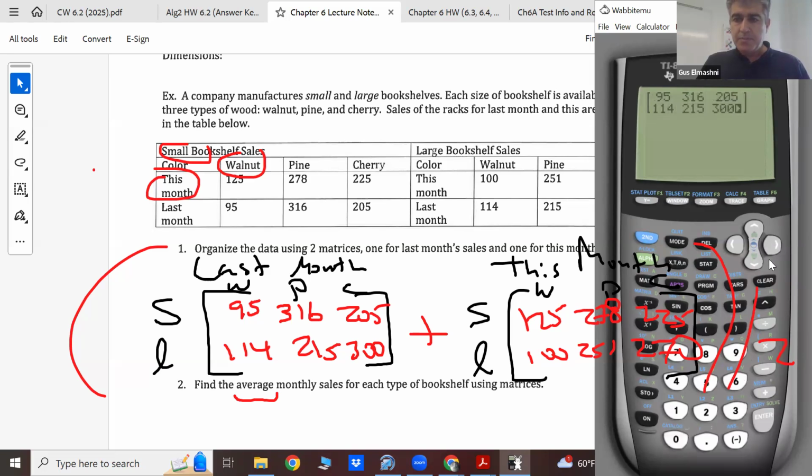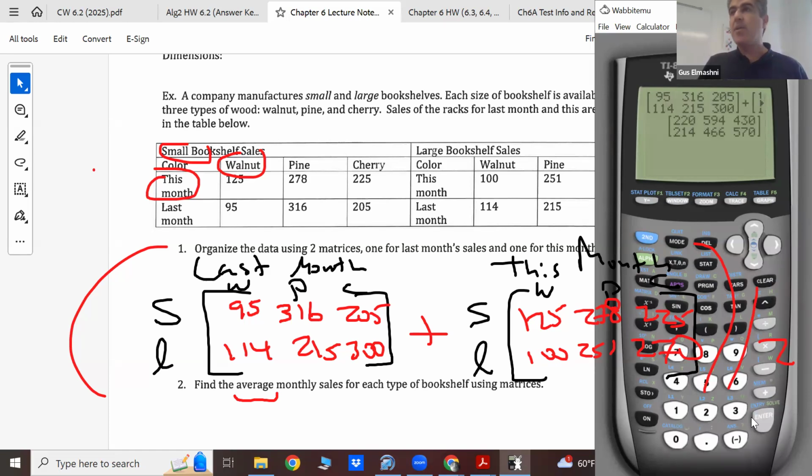300 plus the other one, alpha zoom. Hit OK. And you should have 125. Keep moving. 278, 225, 100, 251. I know, very dry and boring. 270. I'll divide by 2 afterwards.